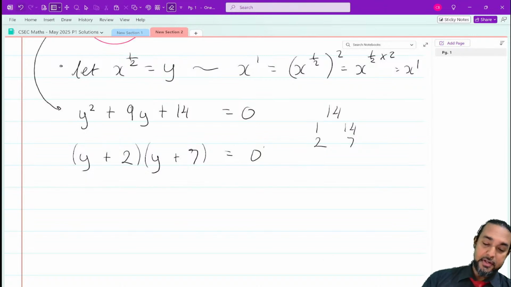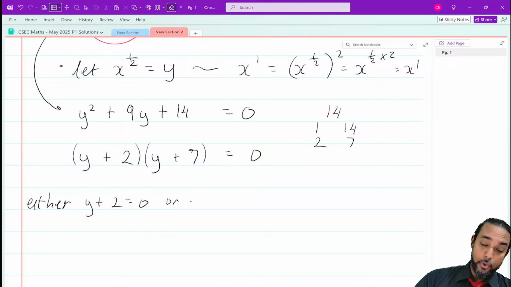Right. Now we come to an interesting statement here. What's the understood operation between these two brackets? Multiplication. And the statement is telling us that when we multiply these two brackets together, we get 0. There's only one way to get 0 when you multiply. You have to multiply by 0. So because y is a variable, its value can change or vary, we have to consider each of these factors equal to 0 in turn. So either y plus 2 is equal to 0 or y plus 7 is equal to 0.